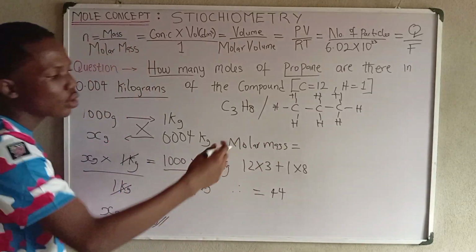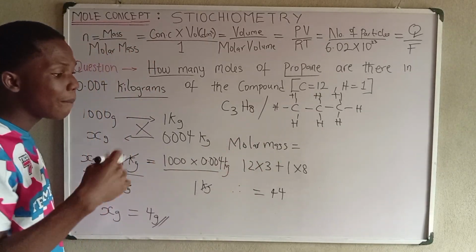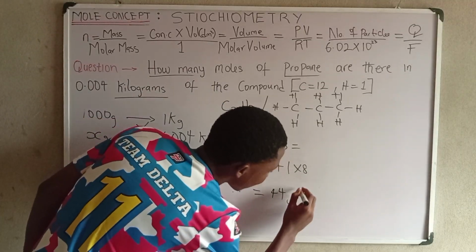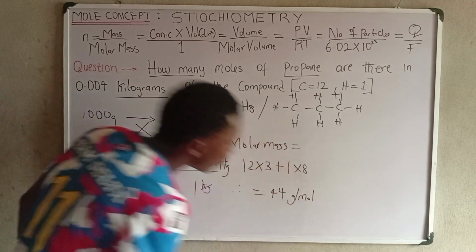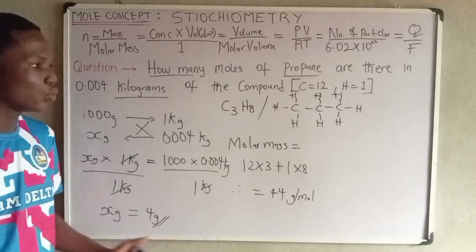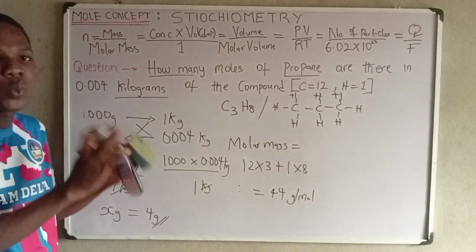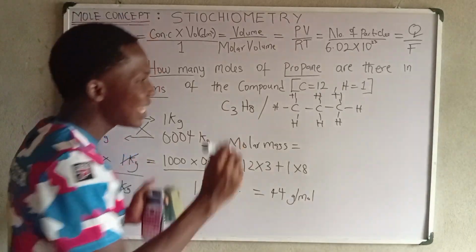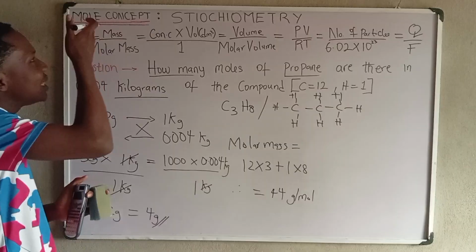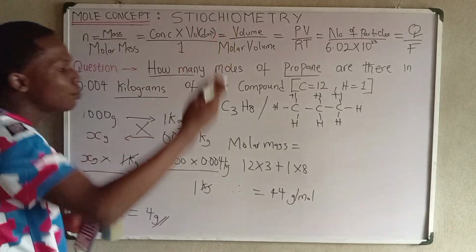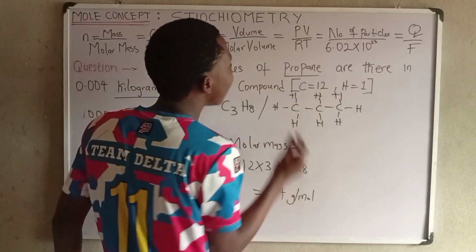Molar mass is measured in what? Gram per mole, right? So we can just write our gram per mole. Now we've gotten our molar mass. We should be happy. We're almost done with this. Okay, so now the next thing we just have to do is to calculate the main thing we are looking for. How many moles? So we just have to input our formula.